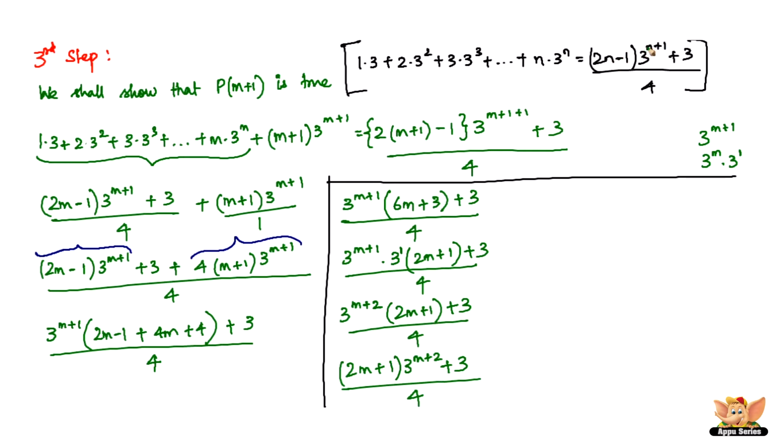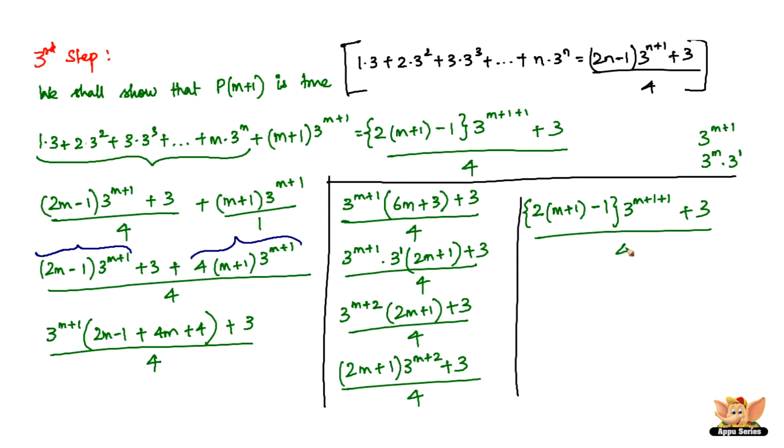All that we have to show is n is replaced by m plus 1 is what we have to show. So now, here we write, in the place of n, just go ahead and write m plus 1. So 2 times m plus 1 minus 1, this is going to be under bigger brackets, times 3 to the power, in the place of n, just write m plus 1. Don't worry about this step, we will come back to this step. So, in the place of n, we have replaced m plus 1, alright, plus 3 divided by 4.